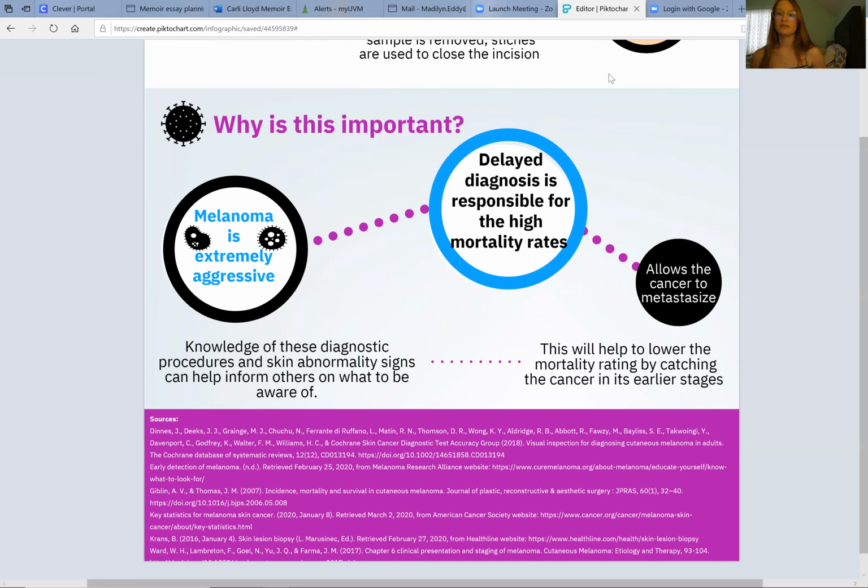If you are not aware of these procedures or how to identify abnormalities, it will allow the cancer to metastasize, which is where it spreads to other parts of your body, and it will not be able to be easily treated. This delayed diagnosis is responsible for the high mortality ratings. So, if individuals are more aware of what to do to catch the disease, then the mortality ratings will lower because cancer will be identified earlier and it will be able to be more successfully treated. And then the bottom has all the sources that I used.